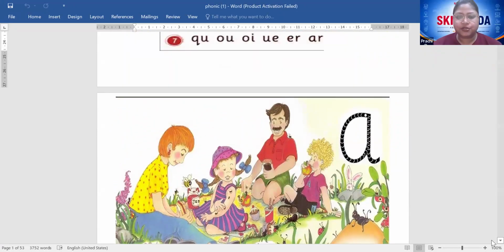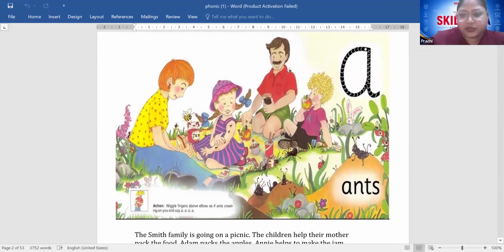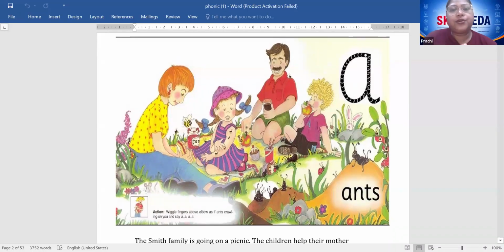You can show this picture to the children and ask them, what can you see in this picture? You can do this activity in starting also, in end also. It totally depends upon you. When you are going to introduce this letter, now tell me, what can you see in this picture?